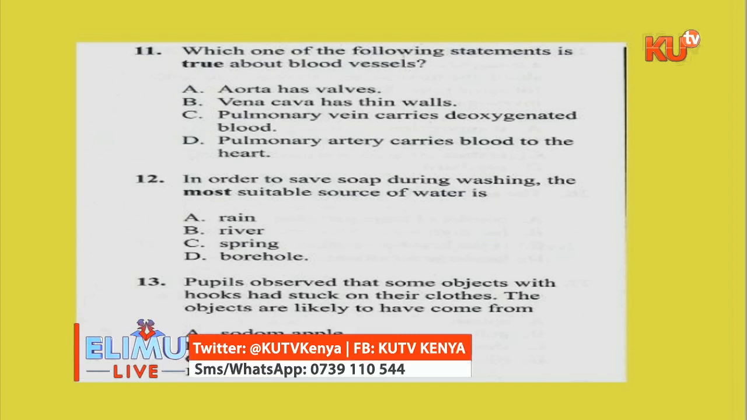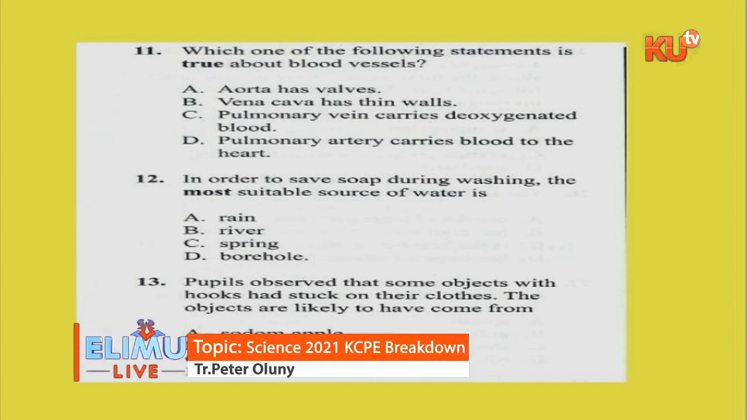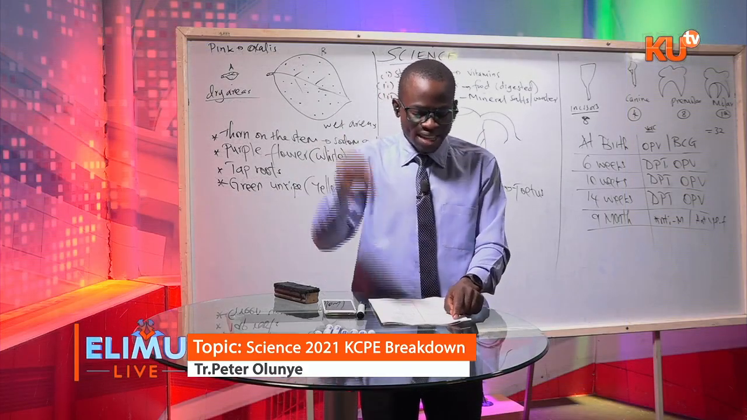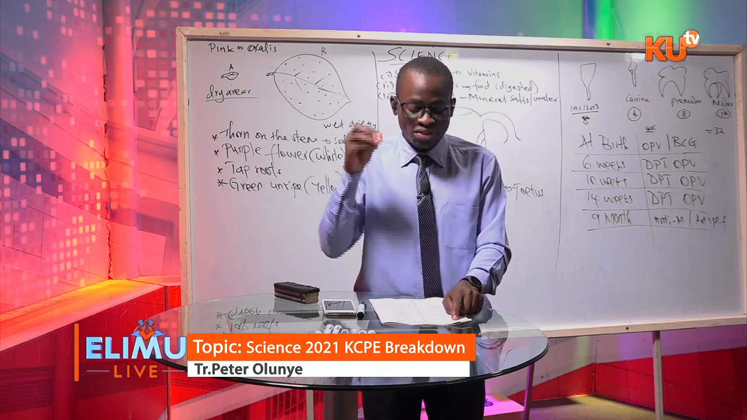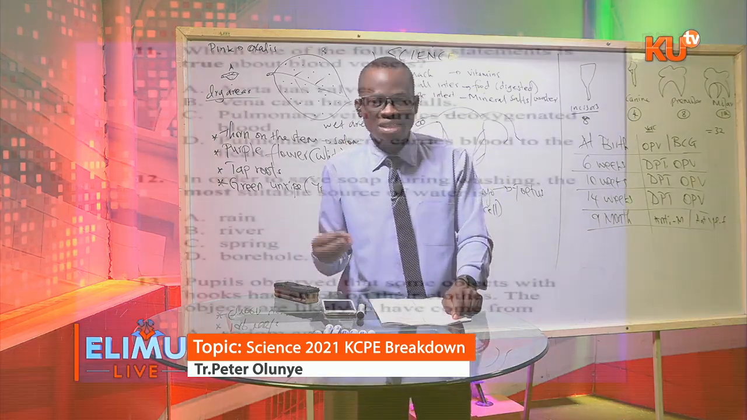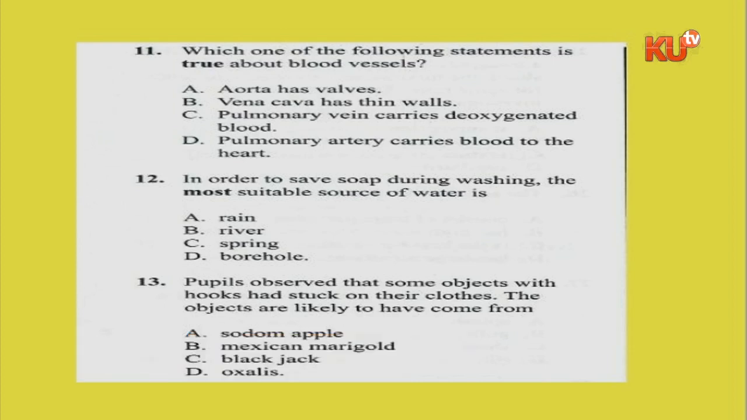Pulmonary artery carries blood to the heart. Automatically, that one is not true because we know that all the arteries carry blood away from the heart, not to the heart. So choice A is not correct. Choice C is not correct. Choice D is not correct. And definitely choice B was correct because choice B talks about vena cava has thin walls. Vena cava has thin walls.